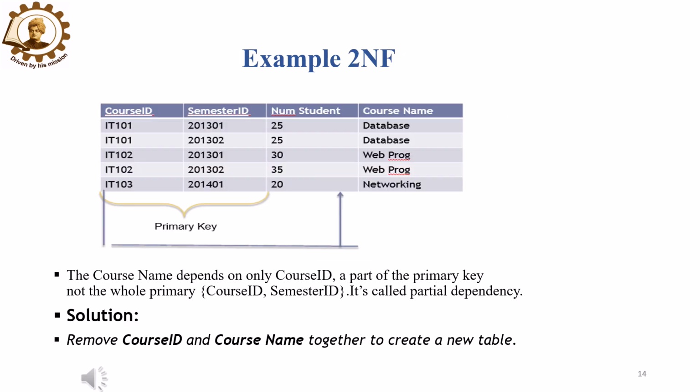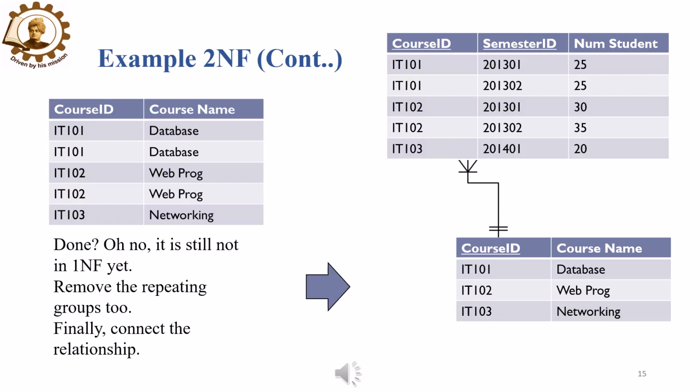In this example, course name depends only on course ID, not on the full key. So we again split the table accordingly. And remember, normalization may need to be done repeatedly until all rules are satisfied.